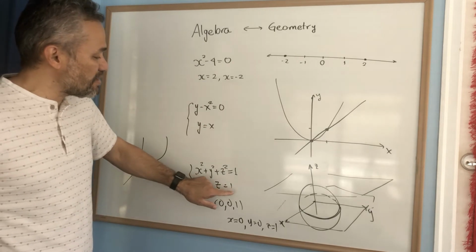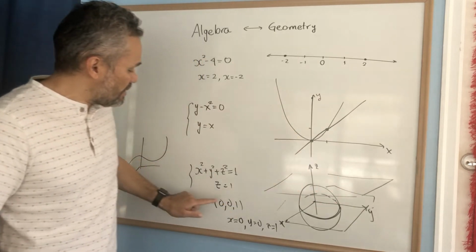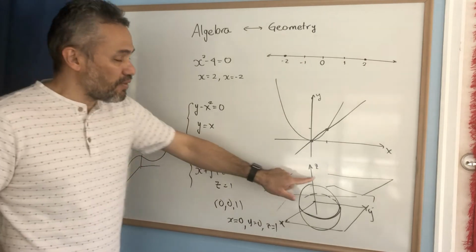When I have z equals 0, I have infinitely many points. Now when I do z equals 1, I only have 1 point.